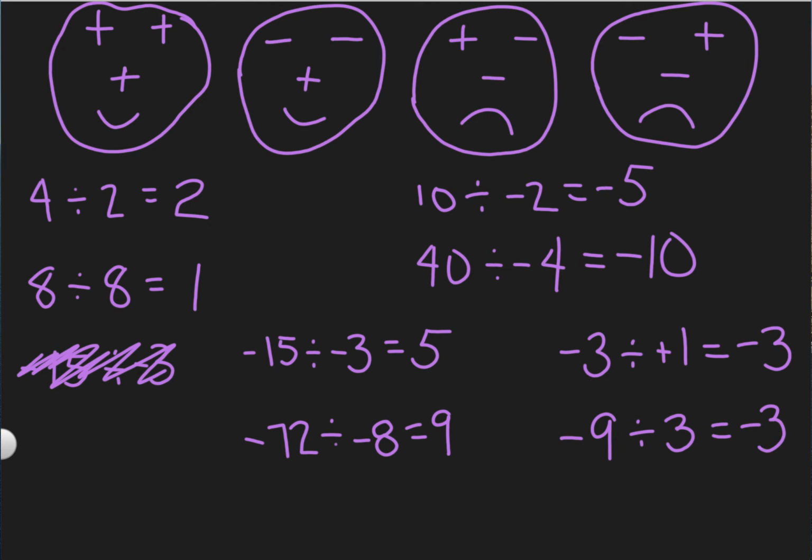So that's how we do division of integers. Again, it's just like the rules that we follow for multiplying.